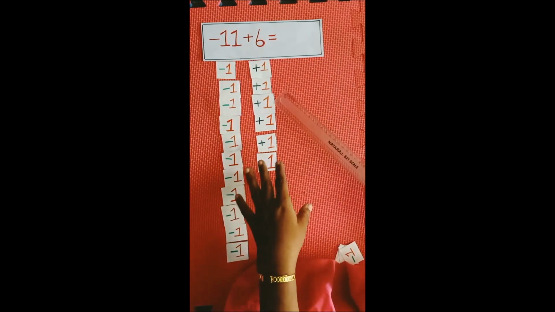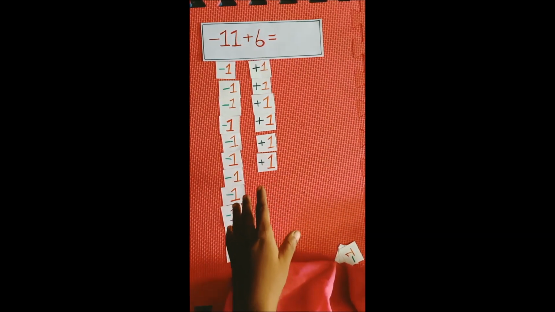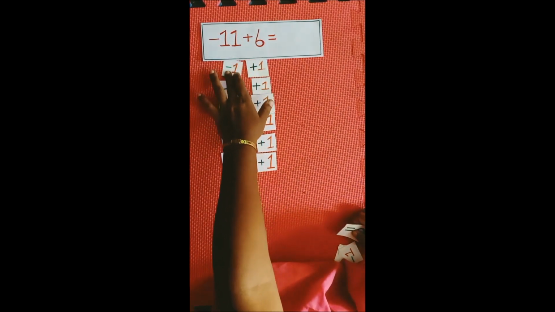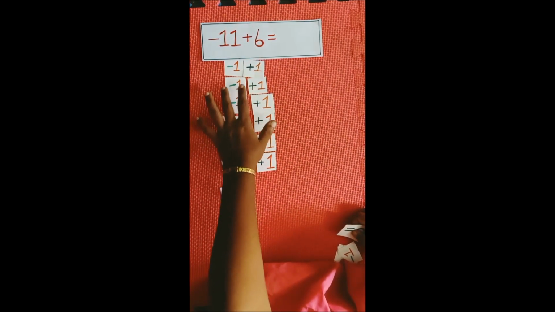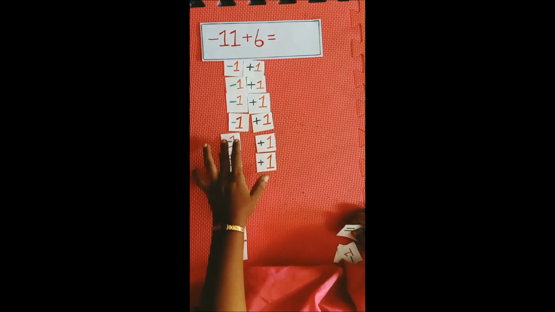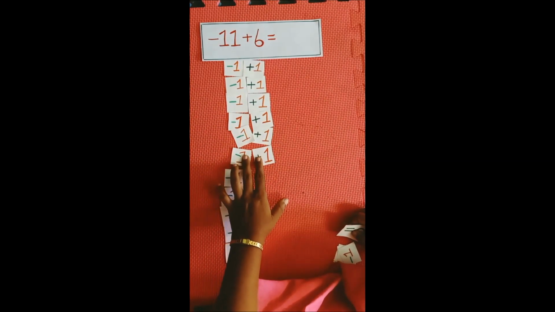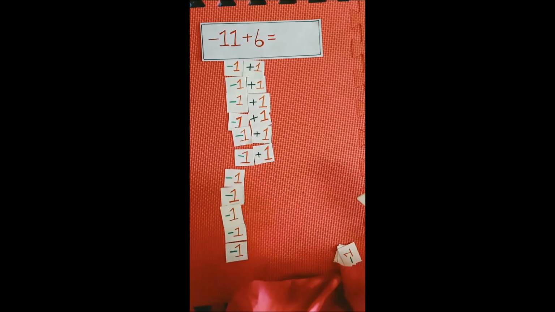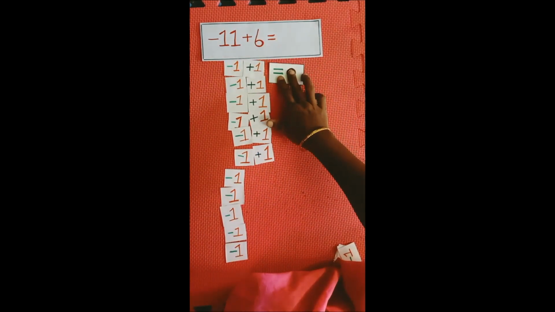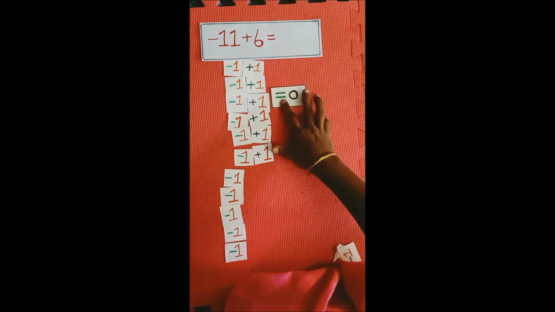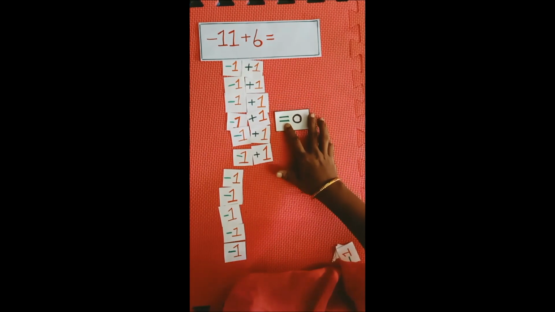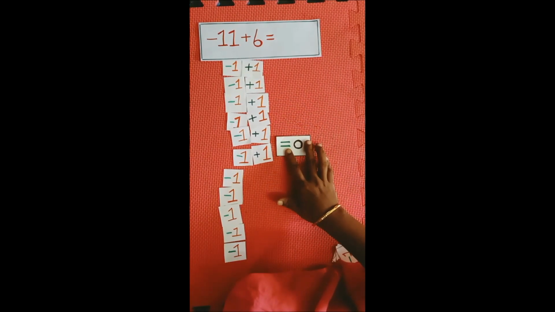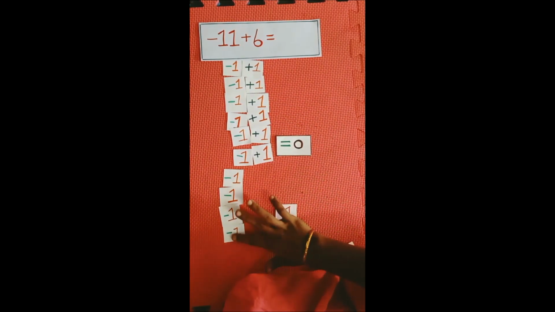Now we are going to evaluate this. See here, minus 1 plus 1. If you pair these, what is the answer? Minus 1 plus 1 is equal to 0. Minus 1 plus 1, 0. Minus 1 plus 1, 0. Similarly, we get 0 for every pair. So, what are the remaining cards?